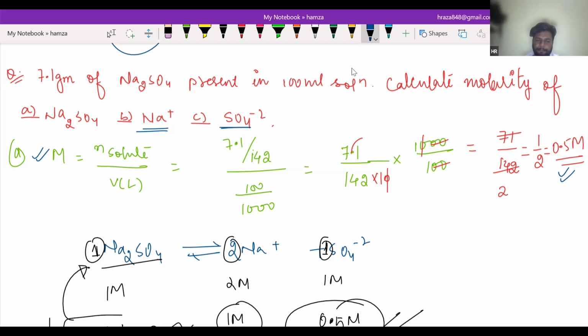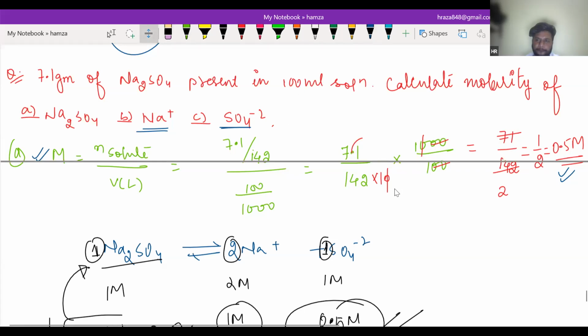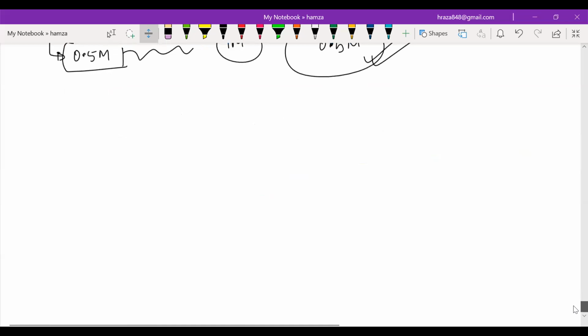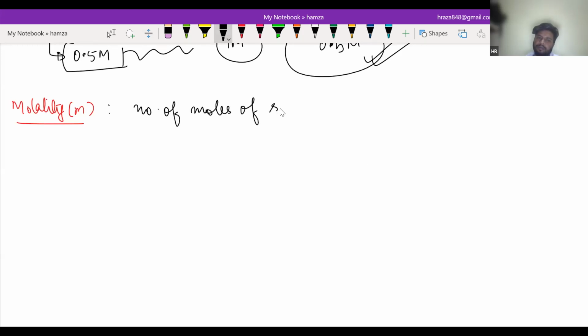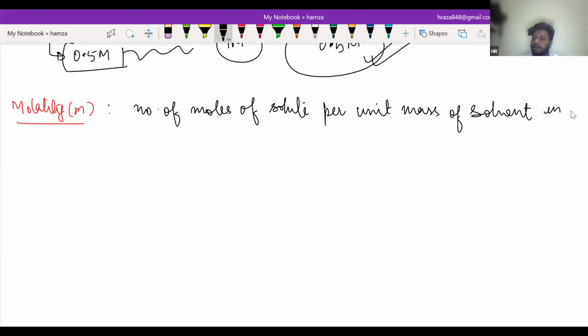Done. Can I change the slide? Yes, sir. Okay. Now see, we have molality. And what is molality? Basically, number of moles of solute per unit mass of solvent.